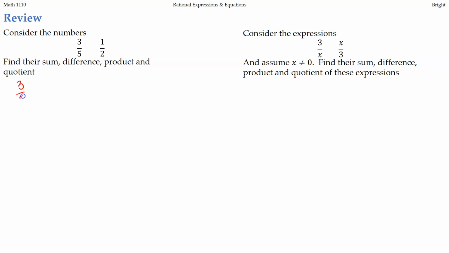So we have 3/5, and then the sum is adding 1/2, and then we have 3/5 minus 1/2 for the difference, and the product is 3/5 times 1/2, and then 3/5 divided by 1/2. Okay, so pause the video and try each of these.